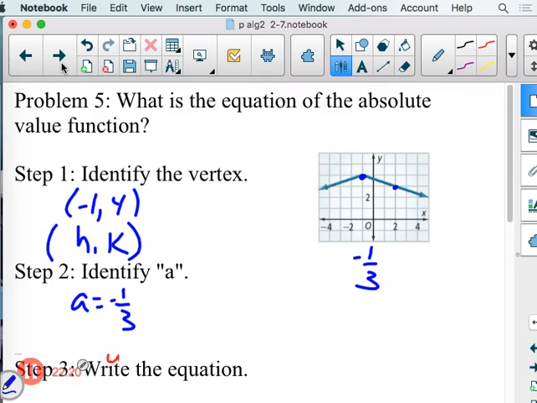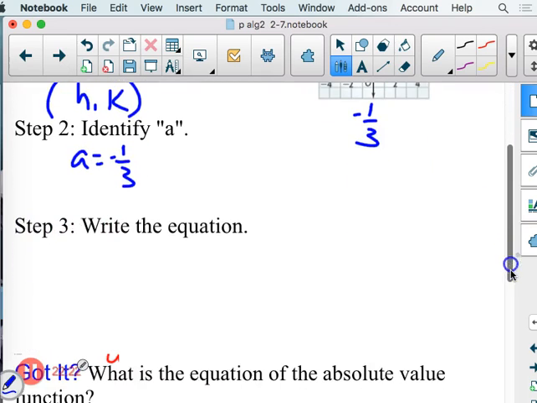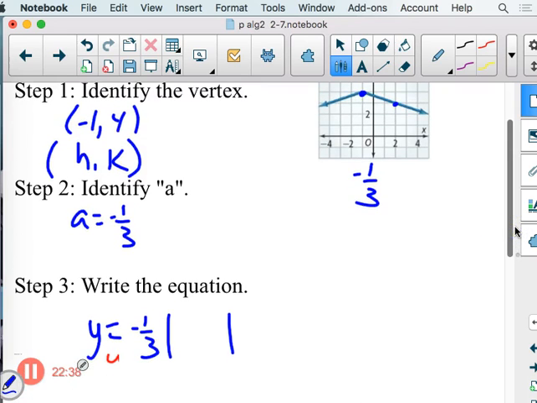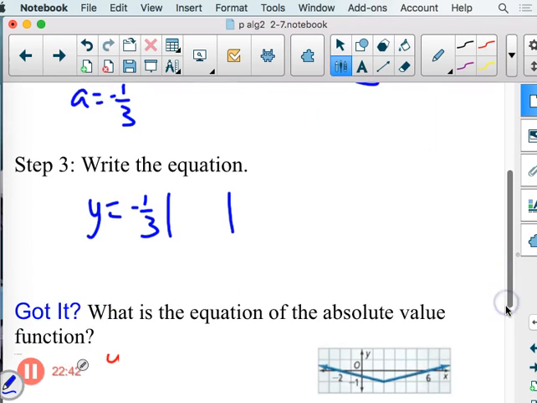Well, we're already at writing the equation. How can we be that ready? Let's see. We need y equals A. Did we find A? Negative 1/3. Absolute value. Now we have to be careful. X minus a negative 1. So what's it going to say? X plus 1. And then what do we put in the back?